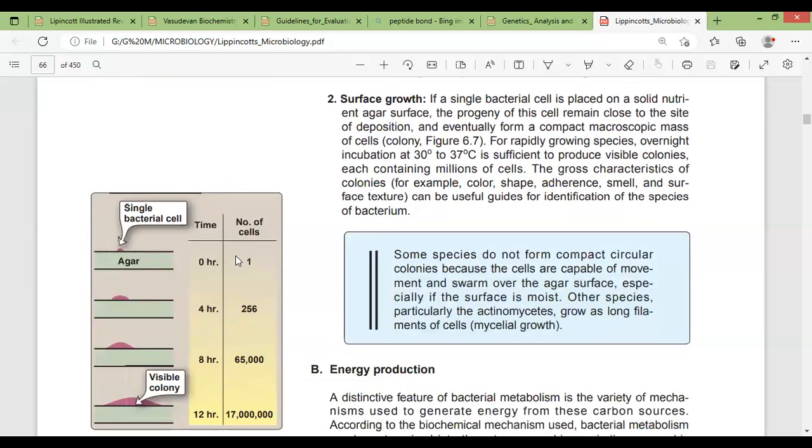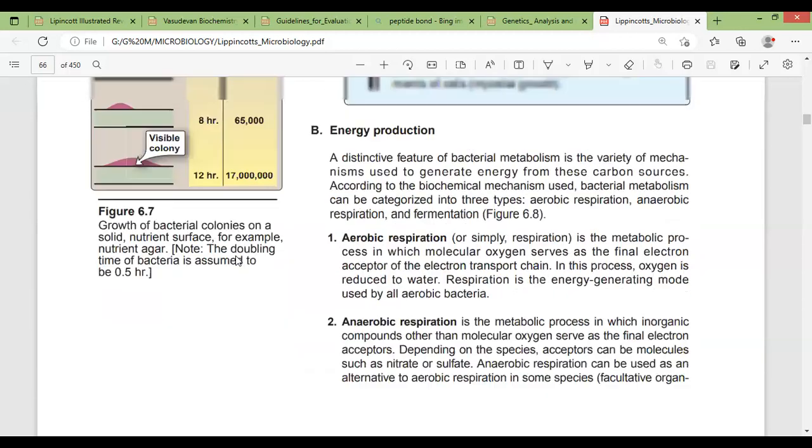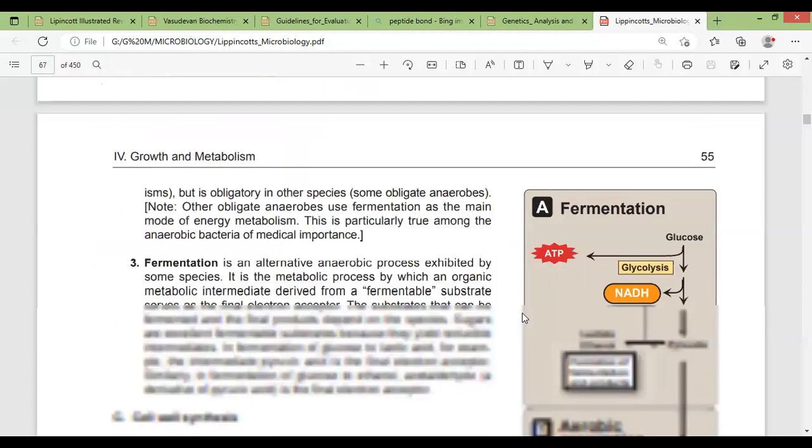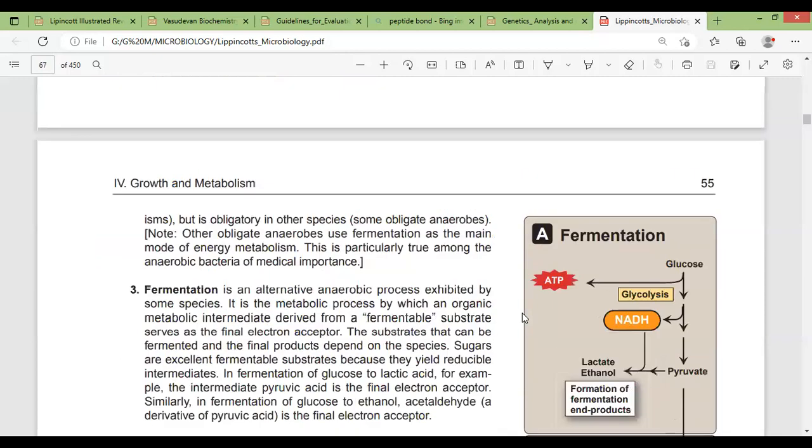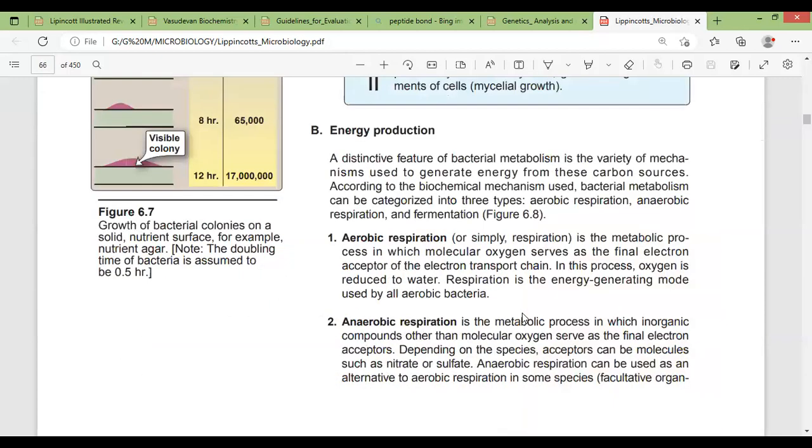Okay. Then for energy production, let me see, it's bacterial growth and metabolism. You can say it's under metabolism. So for energy production, the good thing is that we've looked at how energy is produced by humans. So here it becomes quite a bit simpler. And again, we'll just go to the diagram.